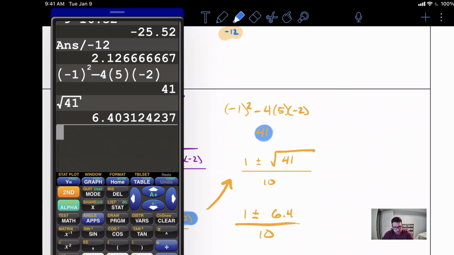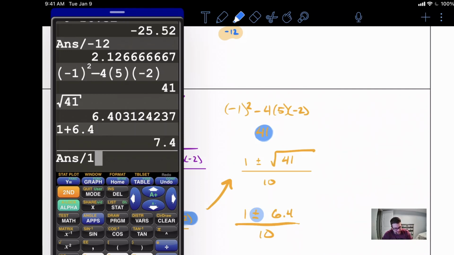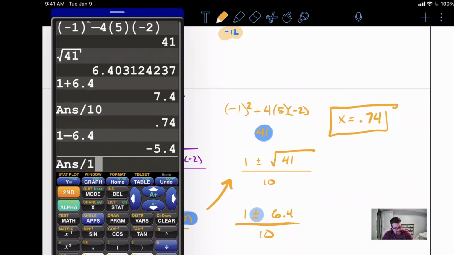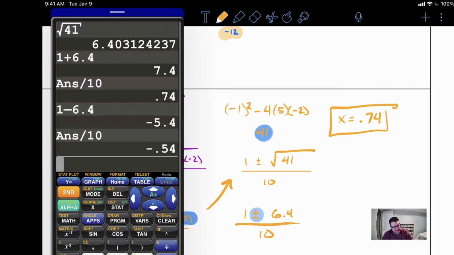So in order to do this, we have to evaluate the plus minus sign. So we're going to do 1 plus 6.4, get that number, and divide that number by the bottom. So we get 0.74. So x equals 0.74. That's our first answer. And our second answer is going to come when we do subtraction. So 1 minus 6.4. We get that answer and divide that by 10. And we get negative 0.54.